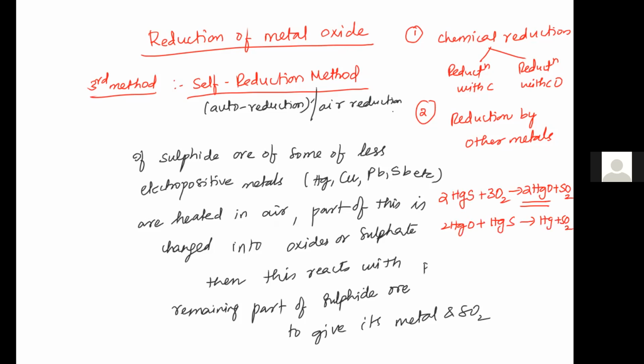Similarly with any other, if it is lead sulfide, because it's only sulfide ores we're talking about. Lead sulfide ore reacts with oxygen to produce lead sulfate, and only half of it is converted. Again it's going to react and form lead plus sulfur dioxide. So two reactions are happening here.